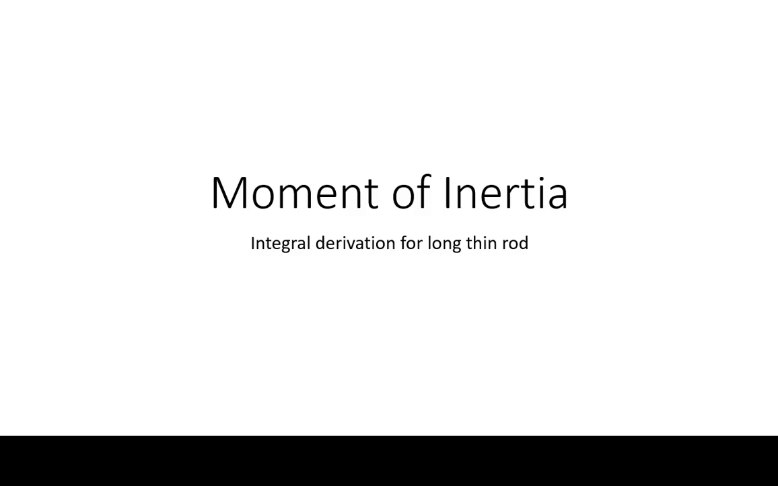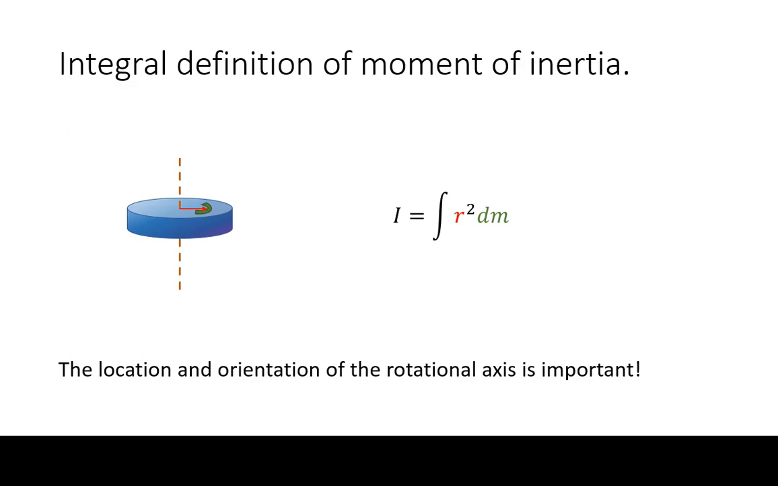Here is the integral derivation of the moment of inertia for a long, thin rod. If you rotate an object about a select axis, its moment of inertia will be the r squared weighted volume integral of its mass.